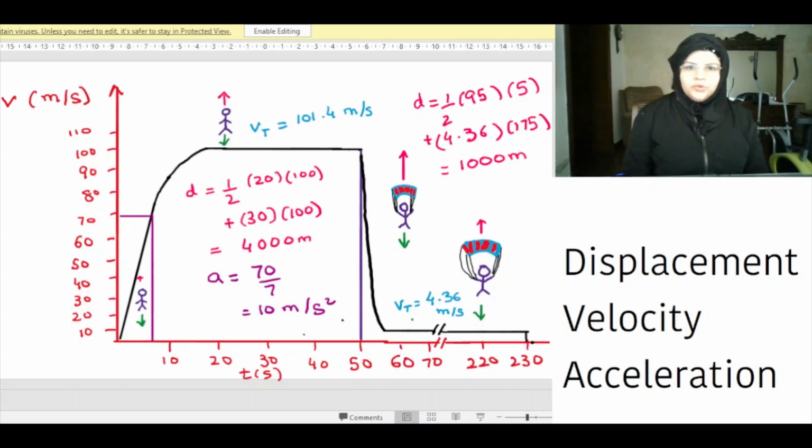Once a person opens the parachute, because of the area of the parachute, the drag force increases considerably. The velocity decreases because of the drag force, and a point is reached when the gravitational force is equal to the drag force again, and the second terminal velocity is reached.